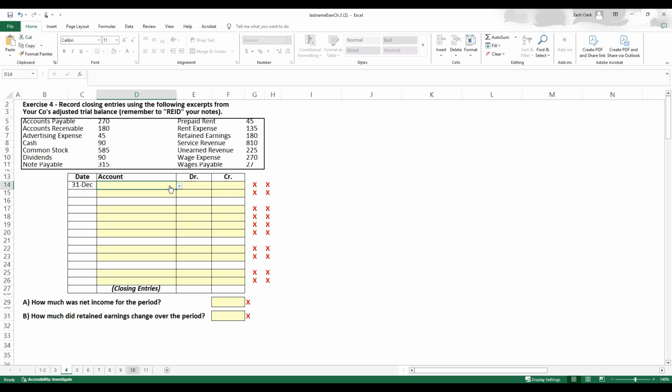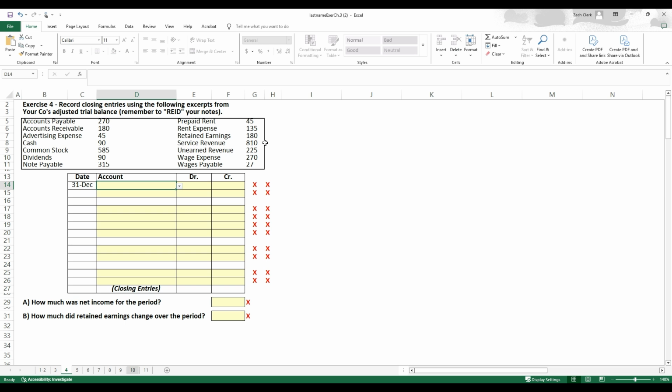When we're doing our closing entries, we're going to be recording a balance on the opposite side of the normal balance to zero out these accounts. I'm just envisioning this in T account form. So let's say we have service revenue. Revenue has a credit normal balance. So if we were to look at a T account with the service revenue, it would be on the right side of that T account, the credit side, right?